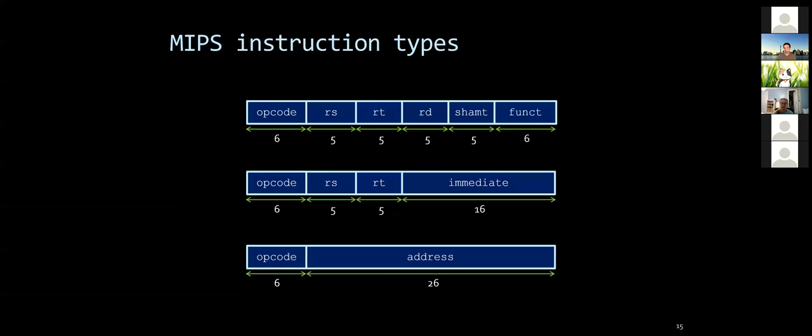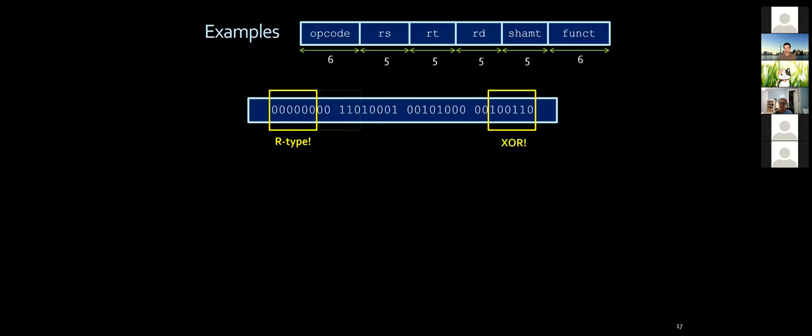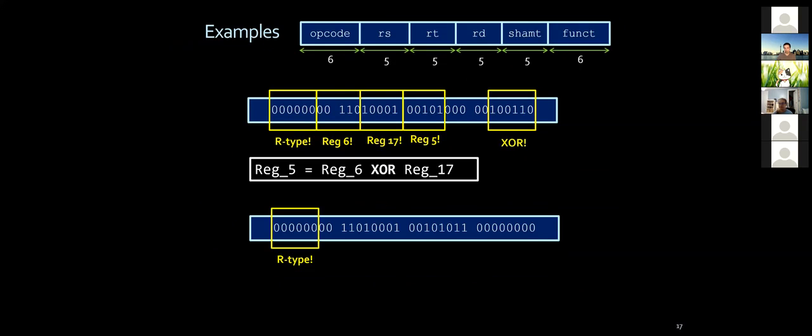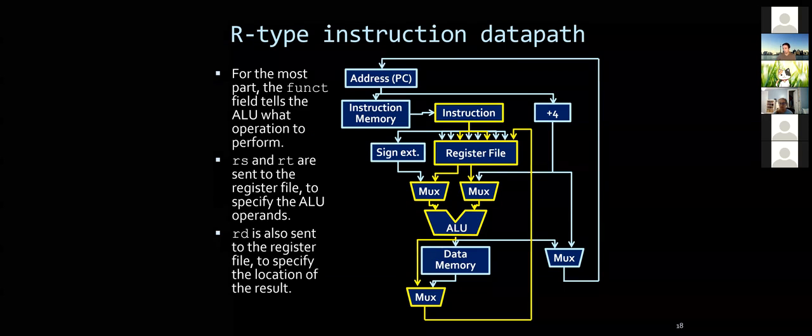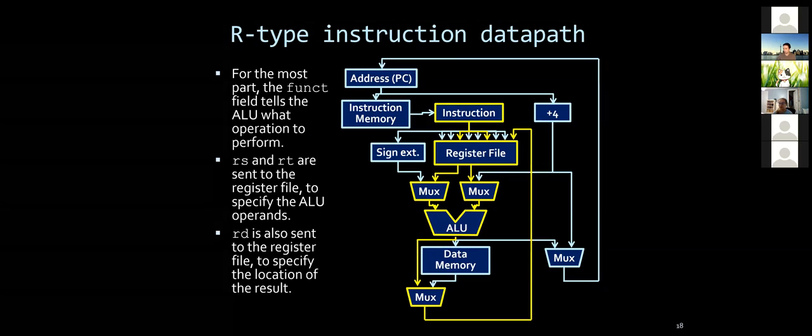Okay, so we went through that example. Another question: the function was set to XOR, right? The last 6 bits tell you the function.